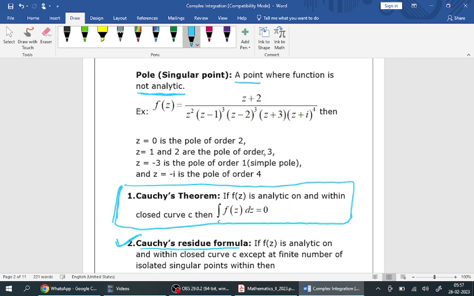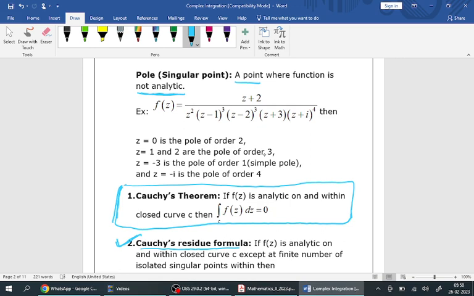Similarly, z equal to 1 and z equal to 2 are poles of order 3. Next, z equal to minus 3 is a pole of order 1, and whenever the pole is of order 1, that is also known as a simple pole. And lastly, z equal to minus i is a pole of order 4. So this is the way we can find out the poles, and then we have to check.